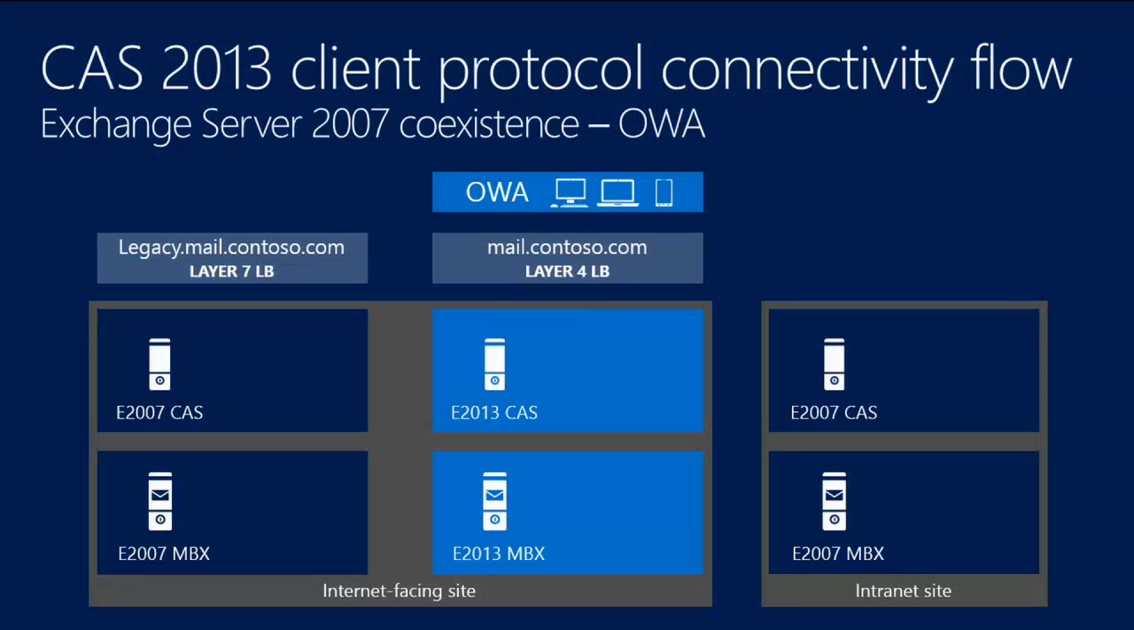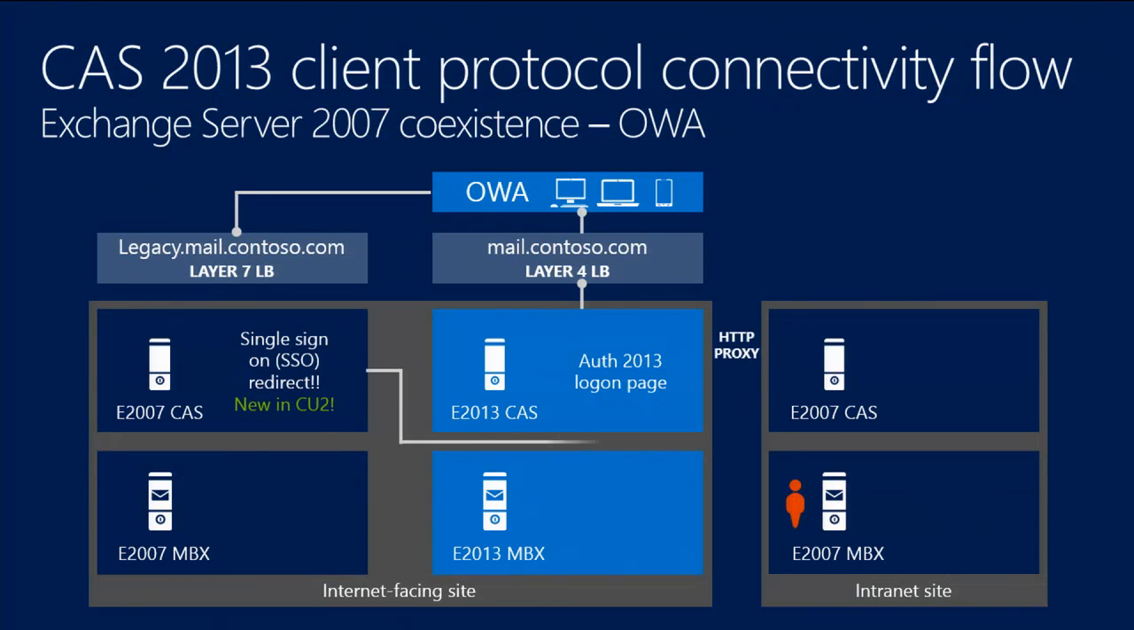Now here's an interesting one. This one you've got to get your crazy straws out for. The user's mailbox is here. What do you think we're going to do? Well, probably not that hard to figure out. We'll redirect to the legacy namespace, and again, in RTM and CU1, we'd redirect you to the legacy namespace, and we'd force you to log on again. Well, again, the same change means that you don't have to do that anymore, but we now do this.